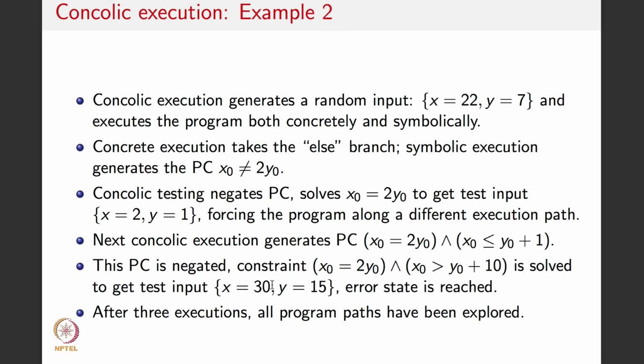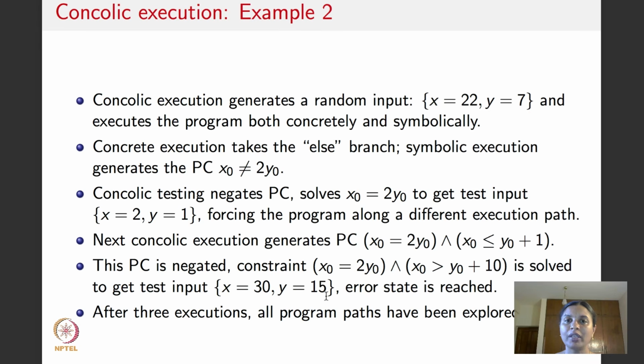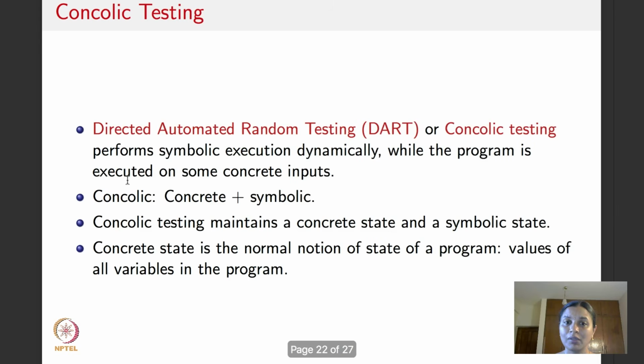So now it will correctly get the test input x is equal to 13, y is equal to 5, and it will hit the error statement in the program. So this is how concolic execution works. This is just meant to be an introductory example. I will explain concolic execution, in fact this particular technique of concolic execution called DART, in detail to you.